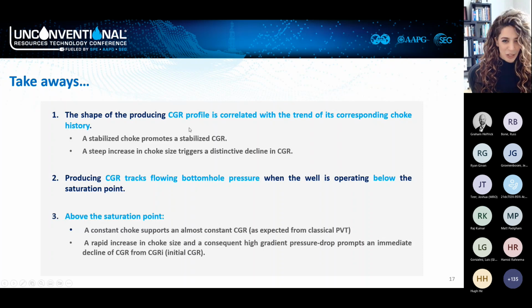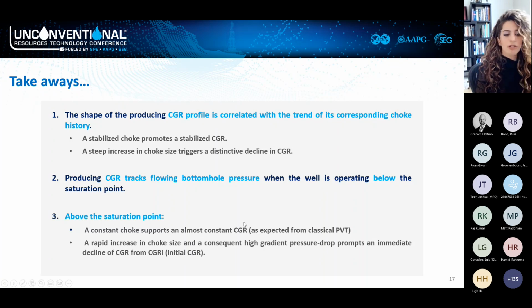The shape of the producing CGR profile is correlated with the trend of its corresponding choke history. So as we talked about many times today, a constant, stabilized, or consistent choke size or drawdown strategy will promote a stabilized CGR at the high value of CGRi, and a steep ramp up of choke size will always trigger a rapid decline in CGR. Producing CGR will always track flowing bottom hole pressure regardless of the flow regime, and for as long as the well is operating below the saturation point.